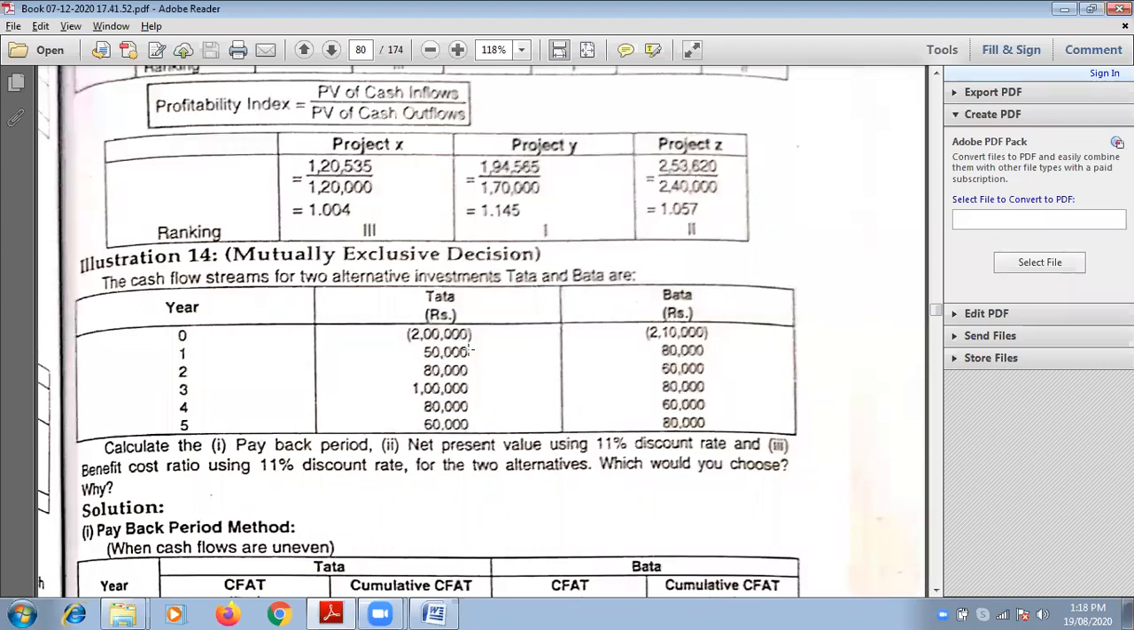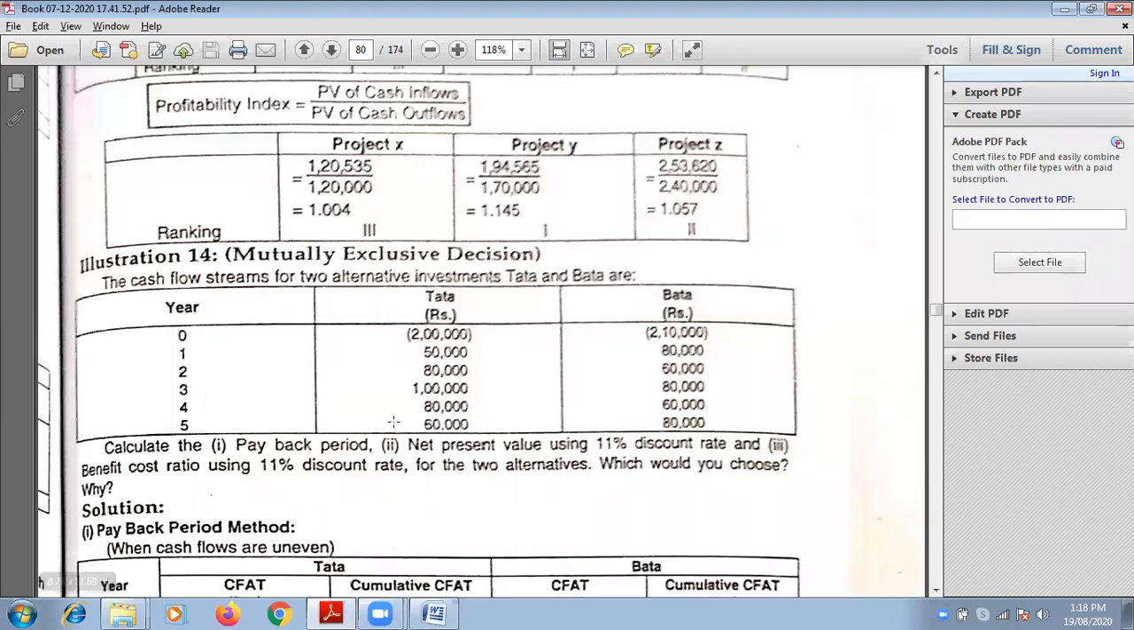Okay. The 2 lakhs rupees is cost of investment for Tata and 2,10,000 is the cost of investment for Bata. And the net profits for all the 5 years for each one of them is given. Now you are asked to calculate payback period method. This is your homework. Note down. This sum will be done 2 times: one for payback period method for Tata and Bata, and for discounted payback period method for Tata and Bata. Is the instruction very clear? Yes, everybody? Yes, ma'am. Okay.